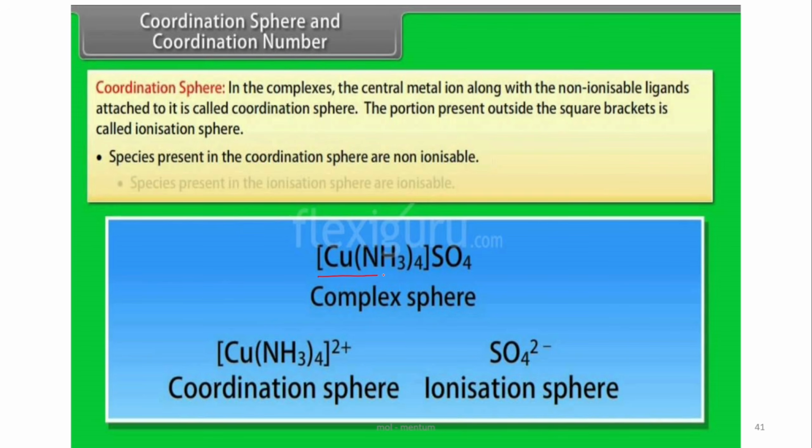Now, coordination sphere and coordination complex. Whatever is present inside the square bracket is called the coordination sphere, and this particular entity, if it is written with some charge, positive or negative, is called the coordination complex. Whatever ions are written on this side are called counter ions, and this side is the ionization sphere. Ionization means these are going to ionize. So anything written outside the bracket is of course going to be the ionization sphere.